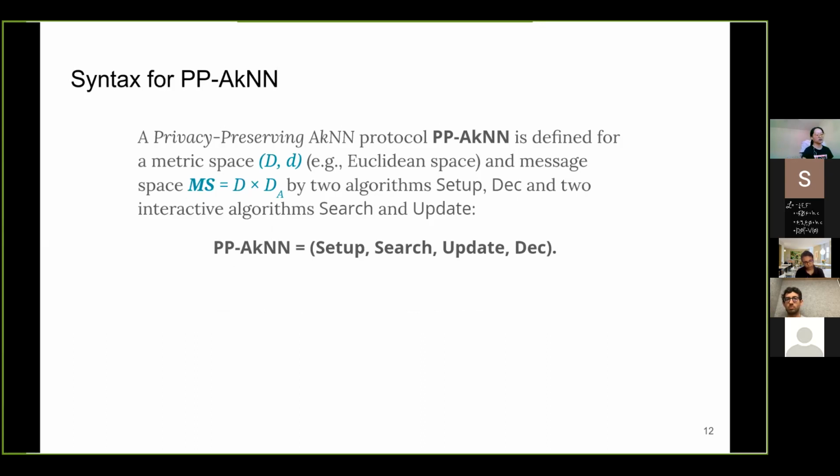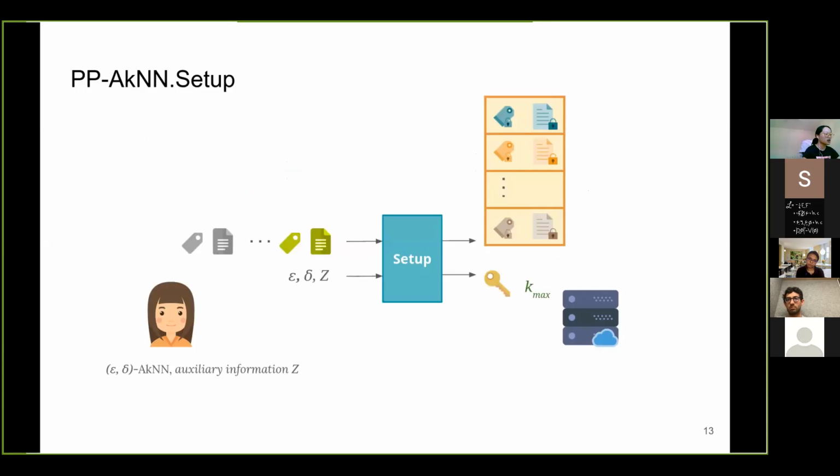So before going into more details of the construction, let's move on to define the syntax, which is part of the standard provable security paradigm. And AKNN or PPAKNN is defined for a metric space and the message space by two algorithms: setup and decryption, and two interactive algorithms: search and update. And I will just use illustrations to demonstrate these algorithms and omit the decryption as it is more straightforward.